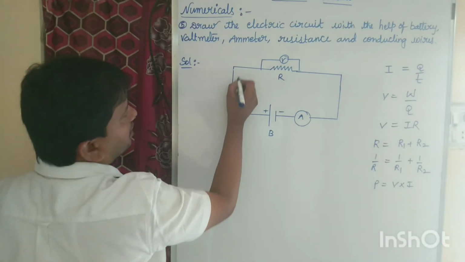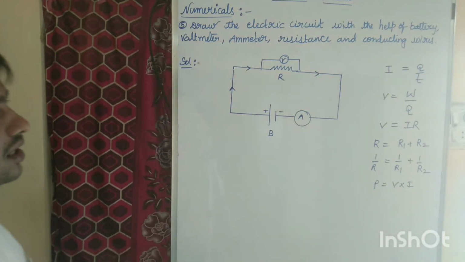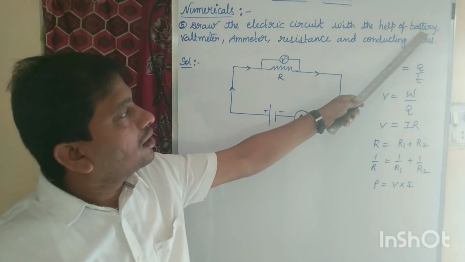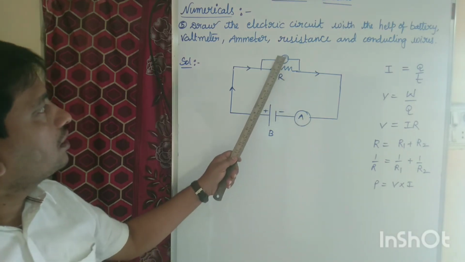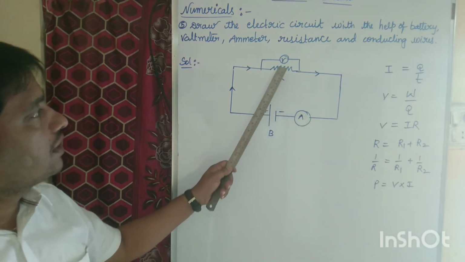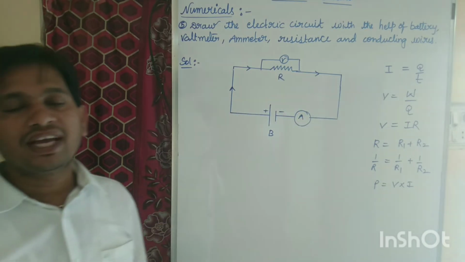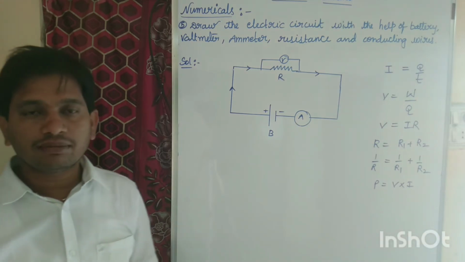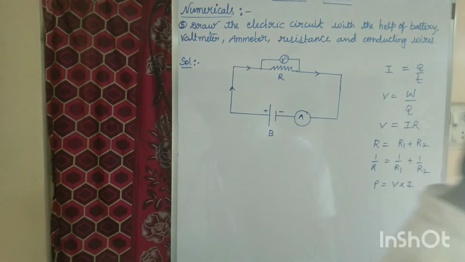As current is flowing in this manner, these are conducting wires. Clear? We have used all the materials here. First one is battery, second one is voltmeter, third one is ammeter, fourth one is resistance, and these are conducting wires. This is the basic simple electric circuit diagram. Most of the times they are asking this question, draw the simple electric circuit diagram.